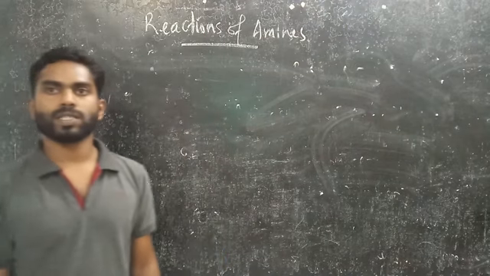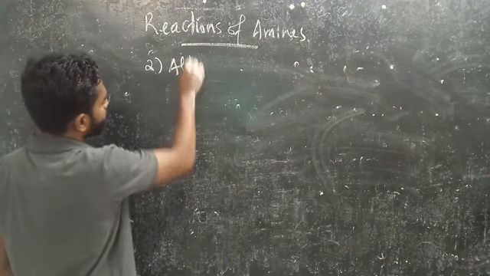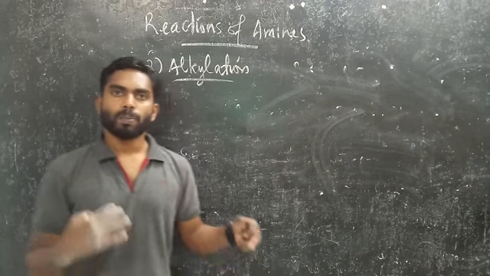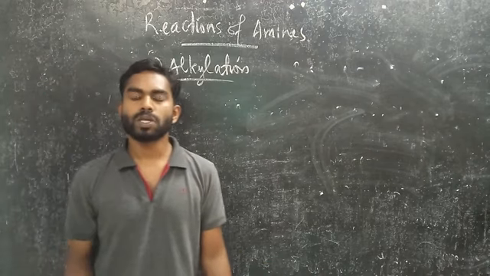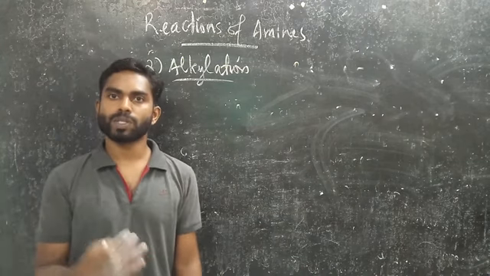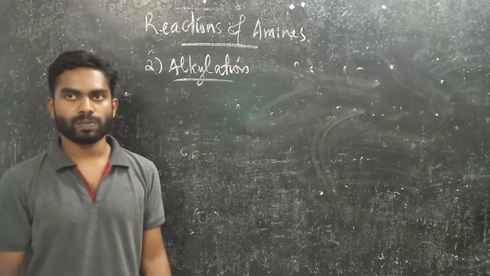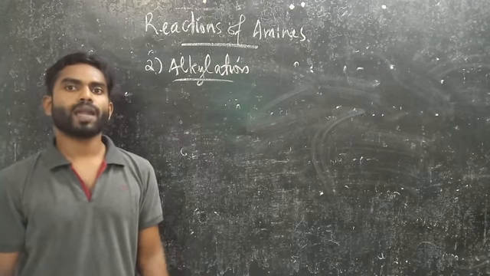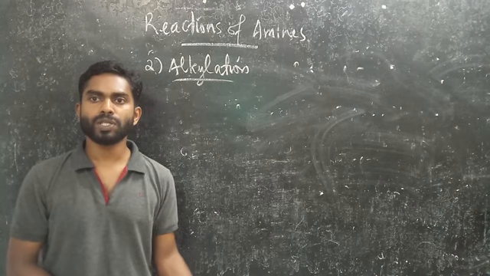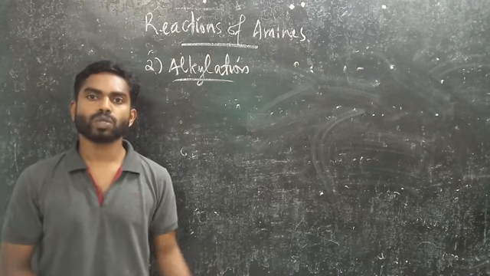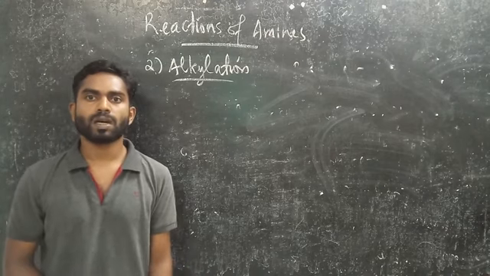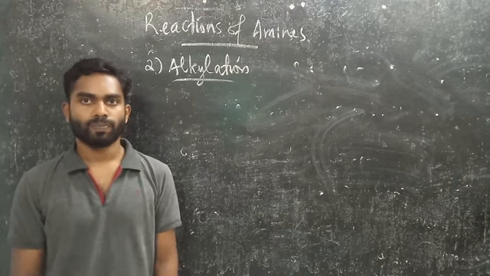Then the next reaction is alkylation. Primary, secondary and tertiary amines react with alkyl halides to form secondary amine, tertiary amine and quaternary ammonium salt respectively. The process of introducing an alkyl group into a molecule is called alkylation. The process of continued alkylation of an amine using excess alkyl halide until the quaternary ammonium salt is obtained is called exhaustive alkylation.